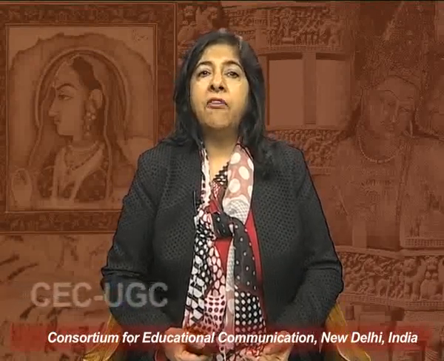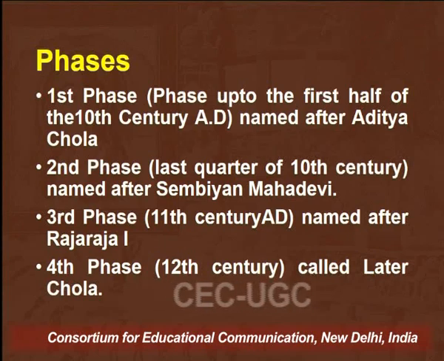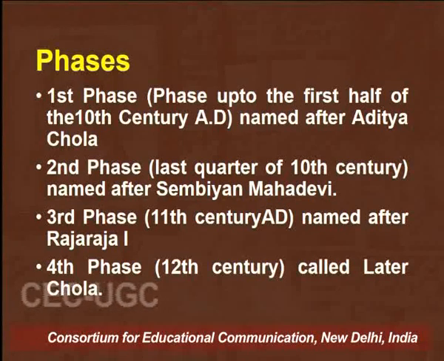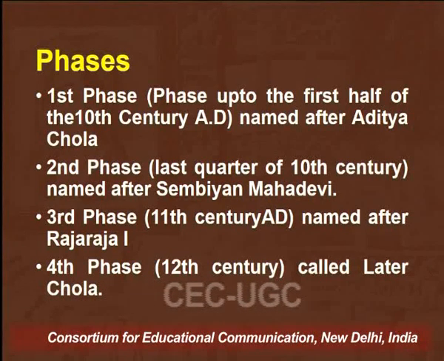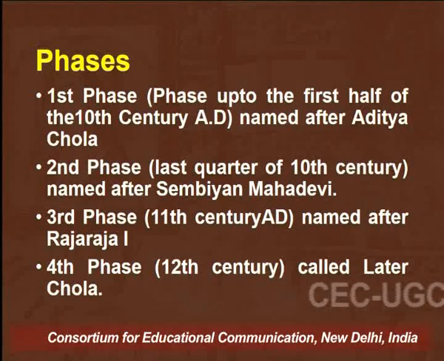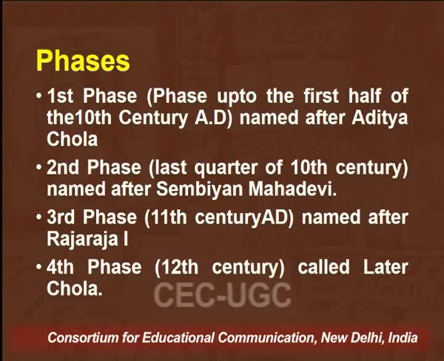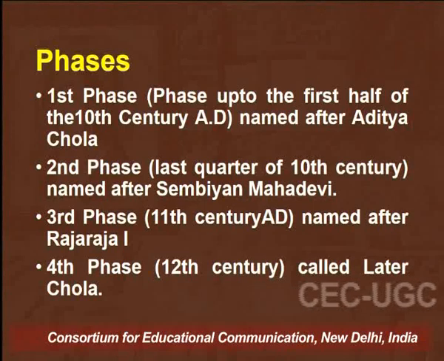So, one can talk about the first phase up to the first half of the 10th century CE, which was named after Aditya Chola. Then the second phase, which was for the last quarter of 10th century, which was named after Sembian Mahadevi. And the third phase named after Rajaraja I, ranging to around 11th century CE, and the fourth phase 12th century, which is also known as the phase of later Cholas.